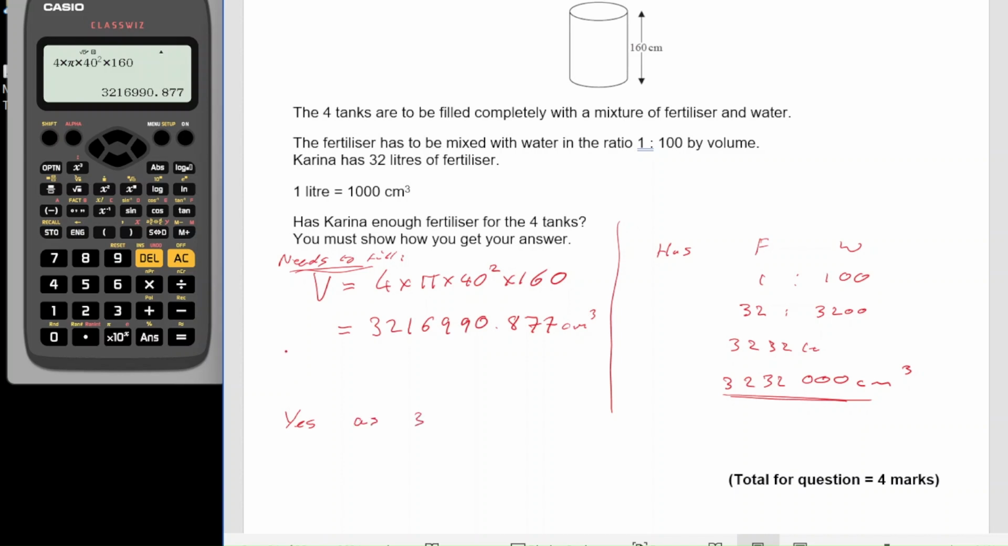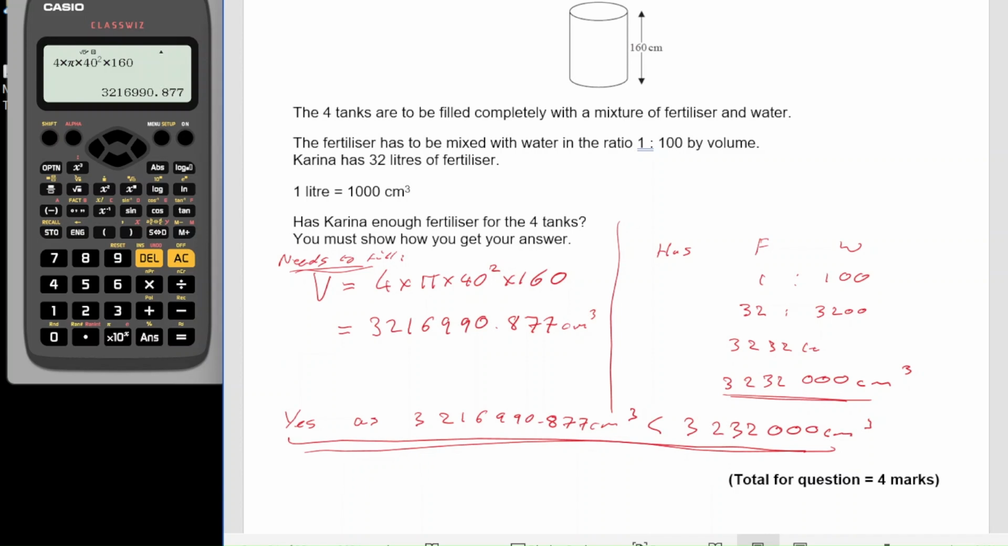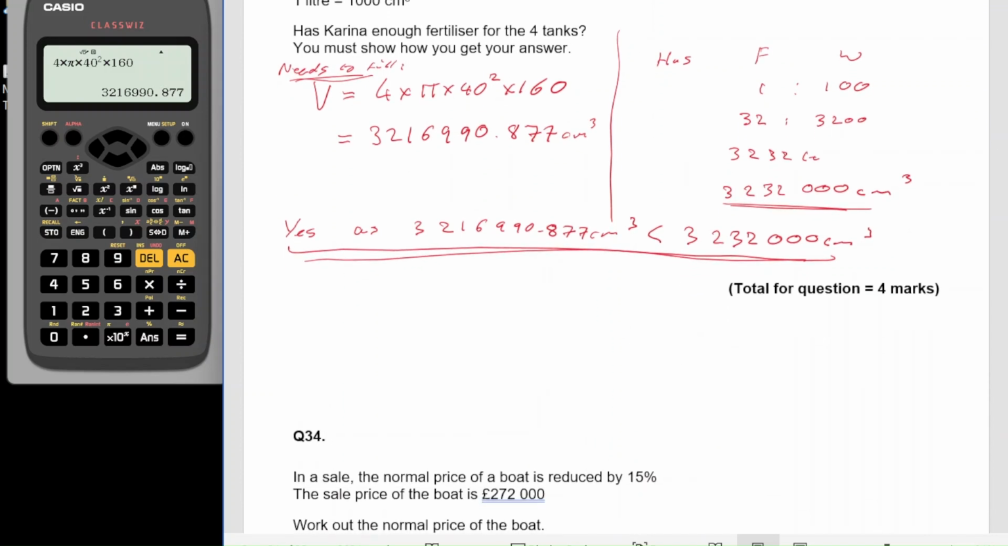As 3,216,990.877 centimeters cubed is less than 3,232,000 centimeters cubed. So I always try to finish my question off by stating yes or no, and then having the 2 figures that I'm comparing, because I know from experience as a marker that that's really what we're looking for. Yes, with the correct figures. So putting them in the same line is very helpful.